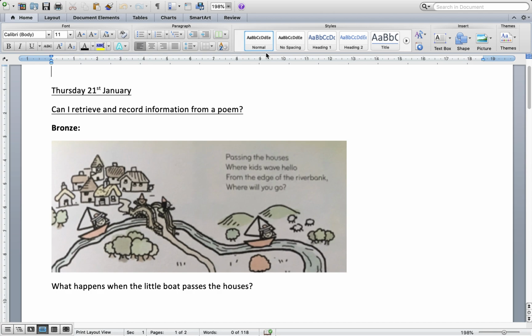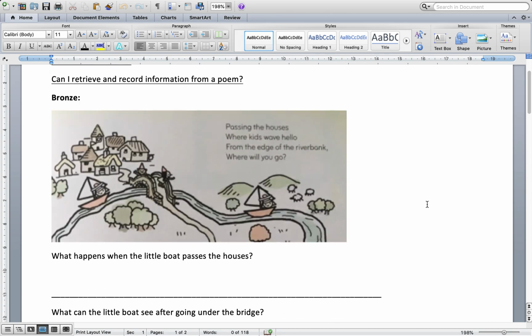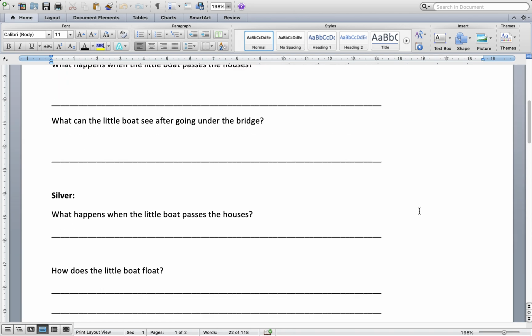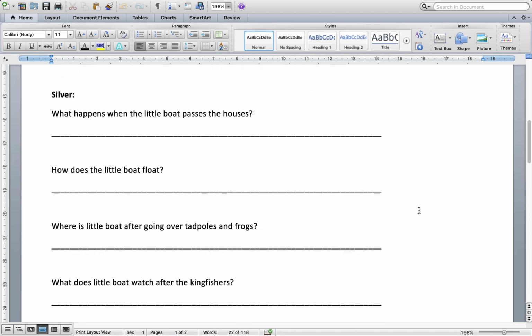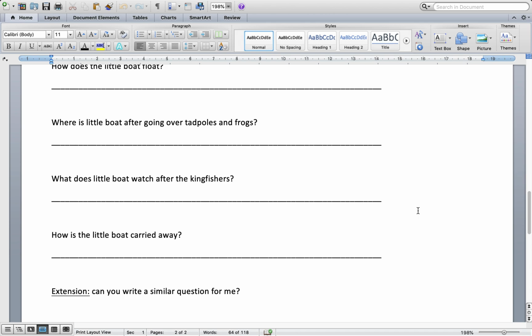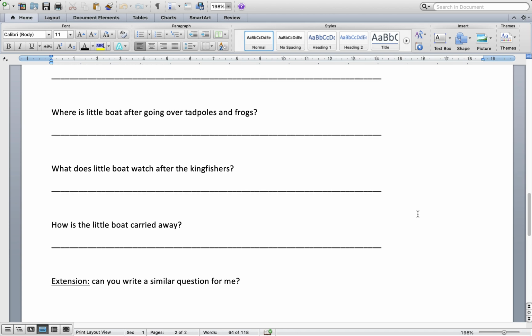Okay, so your task today. Again, you've got three levels of challenge that you can choose. Bronze is what happens when the little boat passes the houses. You've got the verse there to help you, and we have spoken through that one, so I wonder if you can remember. And you've got a couple more questions there. Then silver challenge, where most of you might start using the poem that's attached. You've got questions, you need to skim the poem and find the answers. And then gold, you've got a few different types of questions, but what you also have is an extension. Can you write a question for your teacher? Can you catch your teacher out? I wonder how good they are at retrieval.